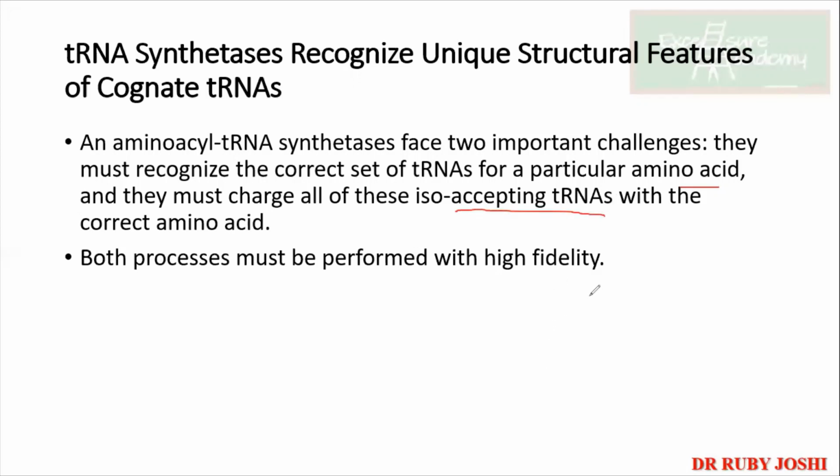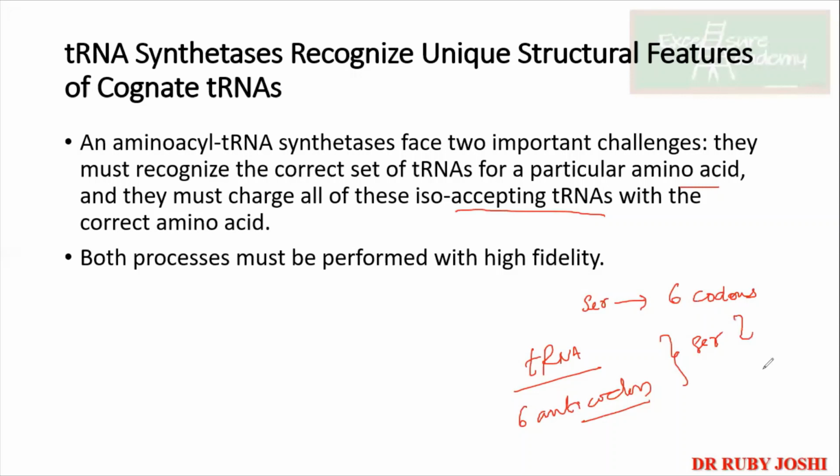So we have already seen this, right? For serine, suppose it has 6 codons. So this aminoacyl-tRNA synthetase for tRNA, now there will be 6 different anticodons too, and it has to get charged only by serine. So iso-accepting tRNAs means having different anticodons but binding to the same amino acid. How the aminoacyl-tRNA synthetase performs this with high fidelity, we are going to see.